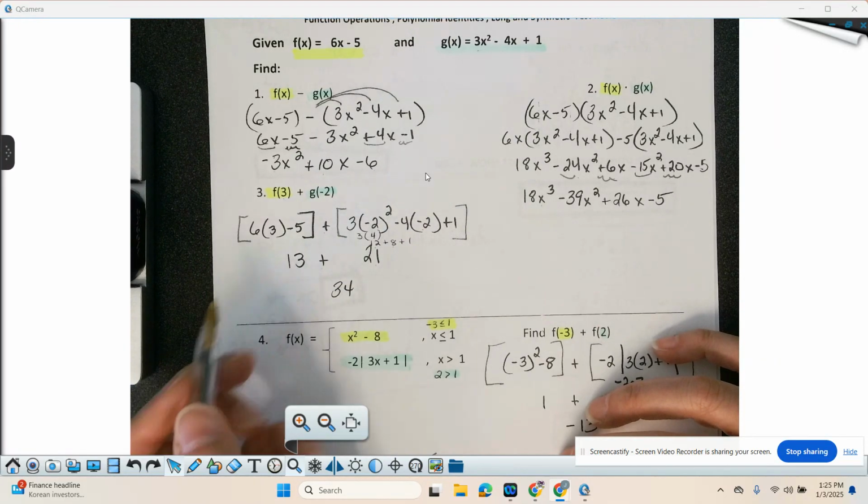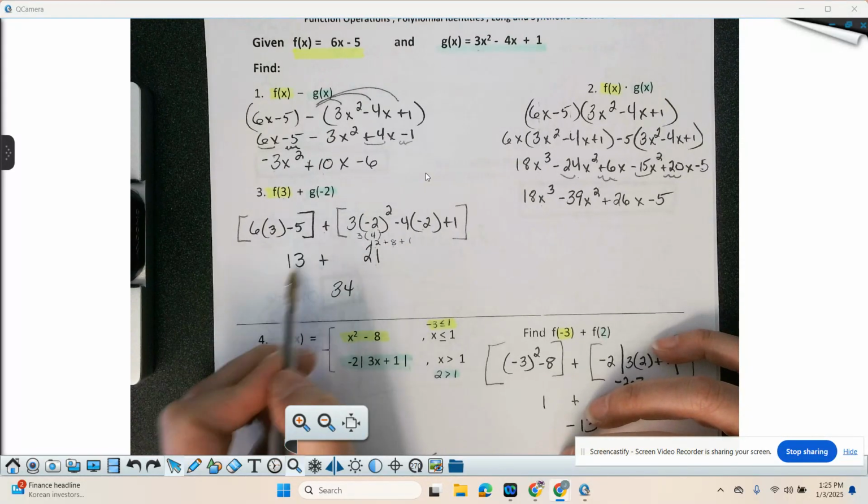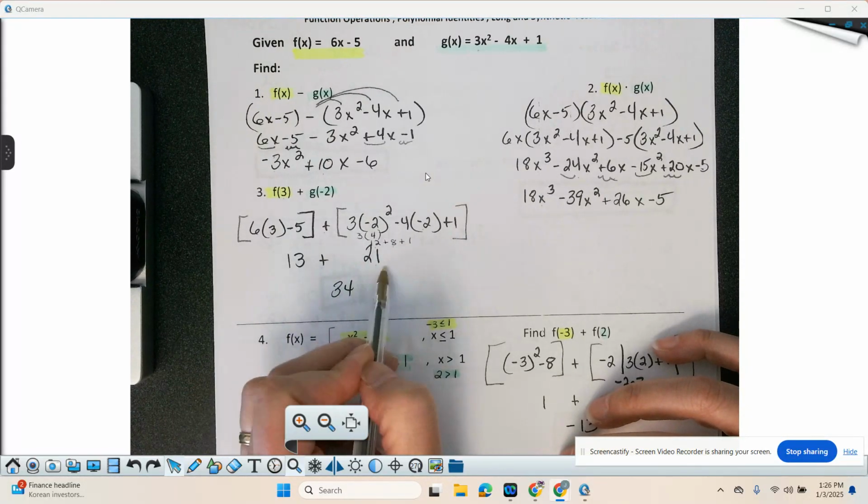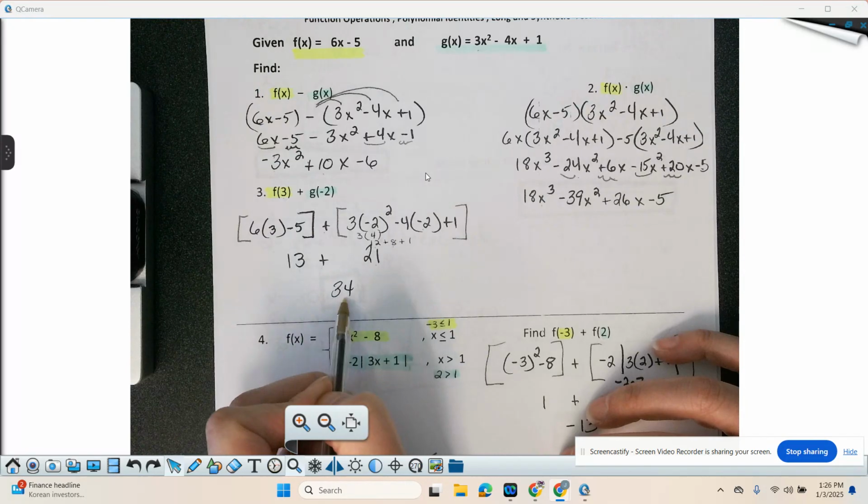And then finally, adding your 13 from this part to your 21 from this part gives you a combined 34 for your answer.